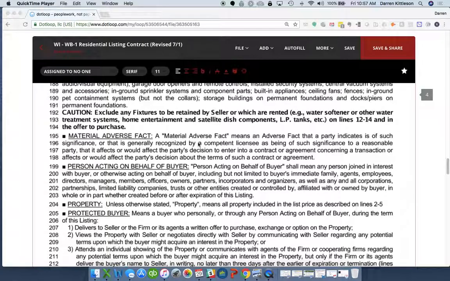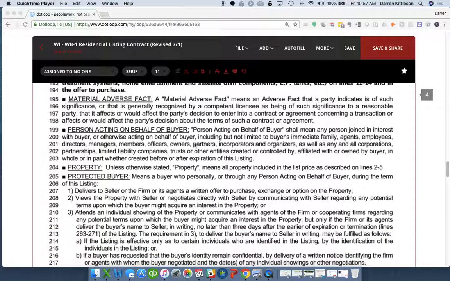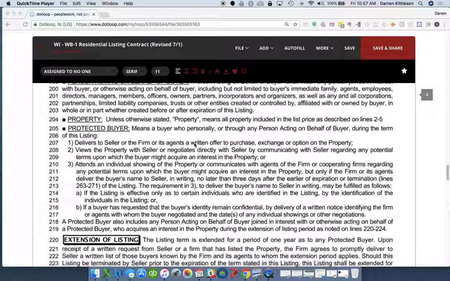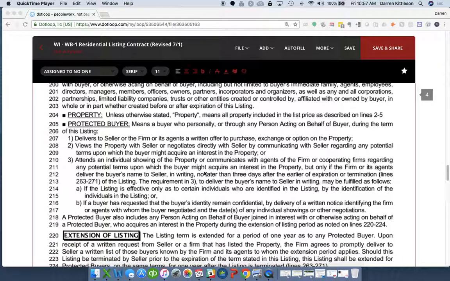Here's the material adverse facts which we covered. Person acting on behalf of a buyer. It talks about who that is. It talks about the property, and then let's talk about protected buyers because this is one that you want to be very aware of. Unfortunately, that would be in the event you are not successful in getting it to a sale during the time you have the listing. There's an automatic extension for some buyers for a period of 1 year post this listing agreement. So that's why I want to make sure we're clear about it.